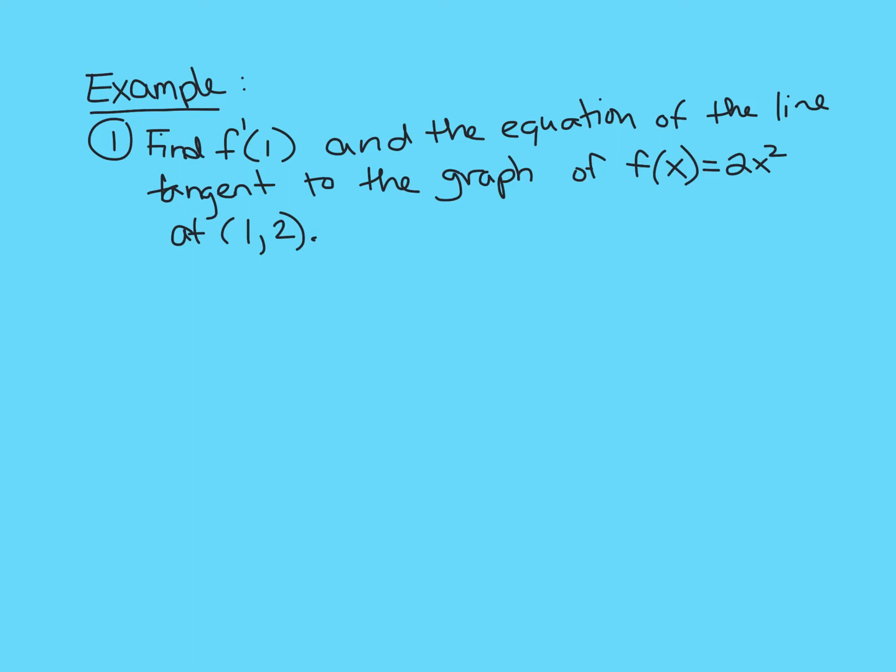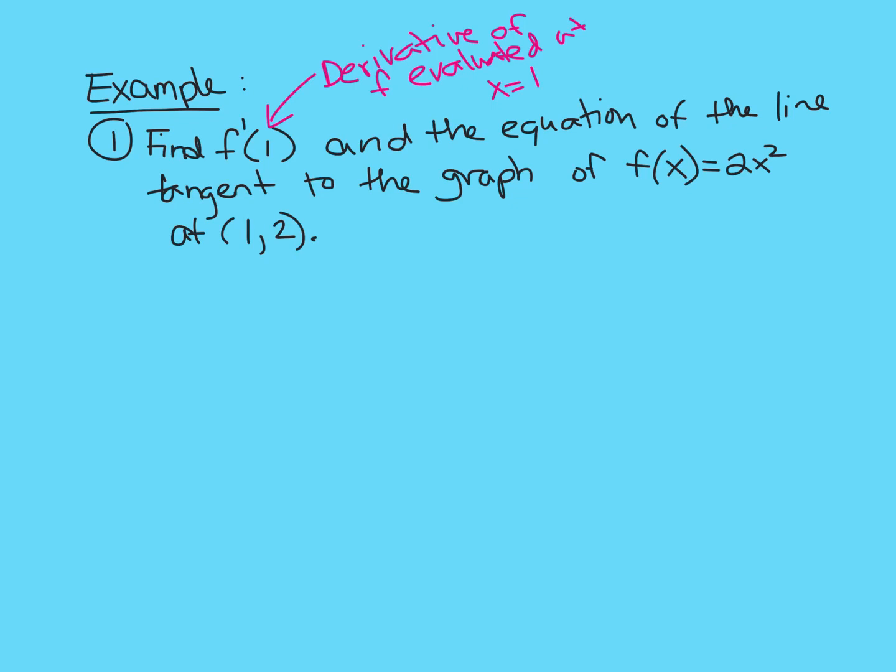So I'm just hoping that you get exposed to it and you try to understand it the best that you can right now. So for this example, we're going to do two things. We are going to find the derivative of f evaluated at 1. And we're also going to find the equation of the line that is tangent to the graph of f of x equals 2x squared at the point (1, 2).